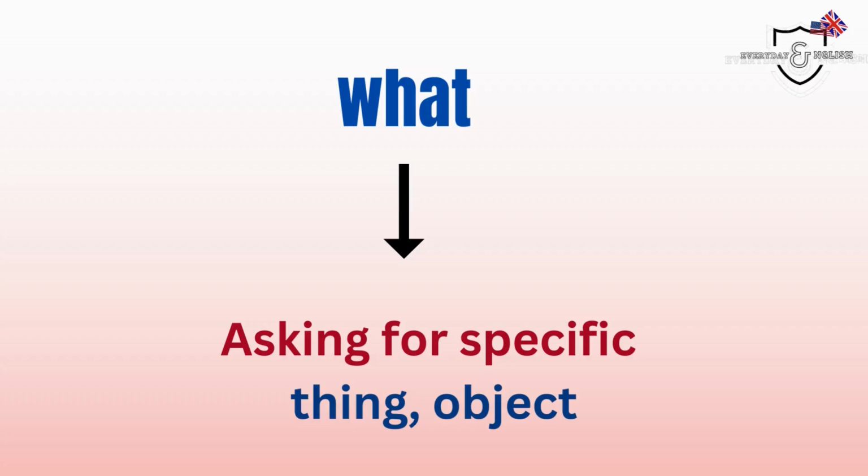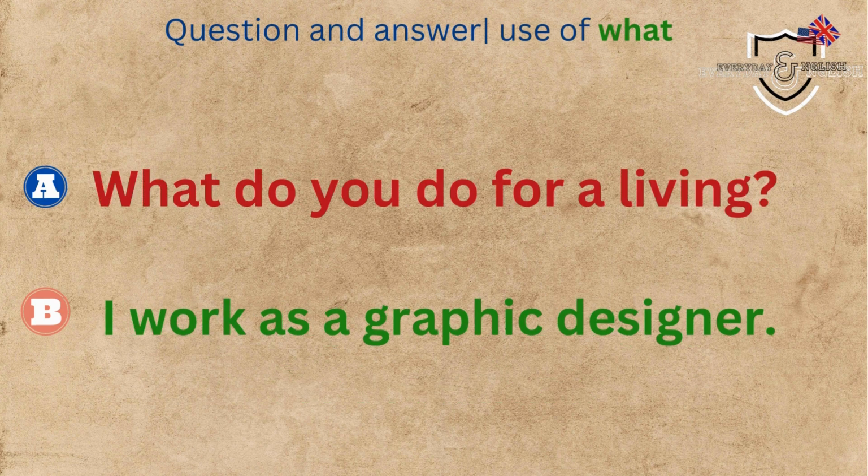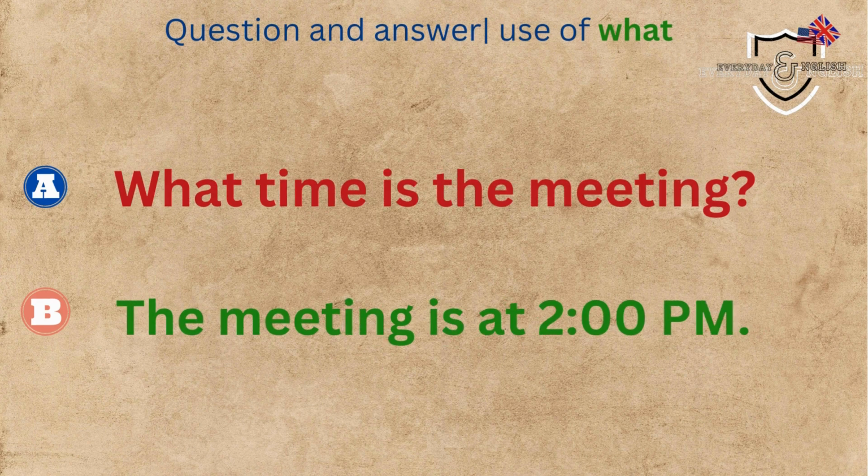What? Asking for specific thing, object. What's for breakfast? I'm having cereal and yogurt for breakfast. What do you do for a living? I work as a graphic designer. What time is the meeting? The meeting is at 2 p.m.